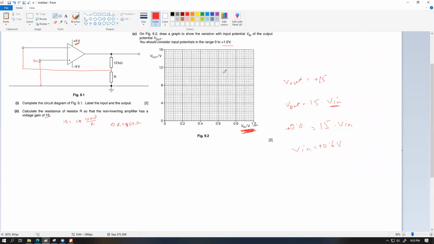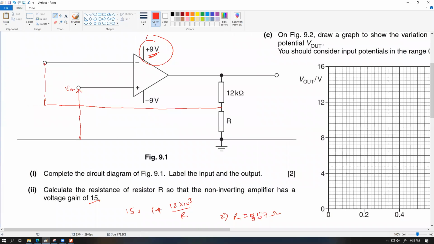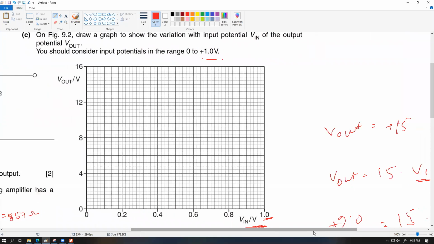You cannot have the output reaching up to 15 because your supply is limited up to plus 9. So that's the maximum you can have. So at 0.6 input, you can have a maximum output voltage of 9 volts. So let me just zoom in a little bit. It'll be easier for me to draw. So this is our 8, this is our 10. 9 would be at the halfway mark of 0.6. So this is my point.